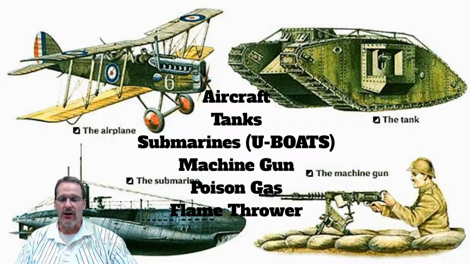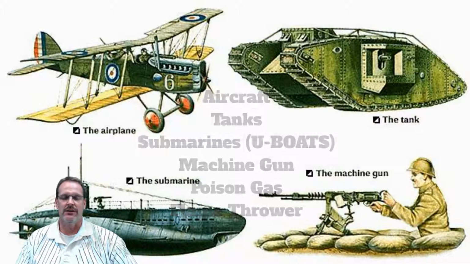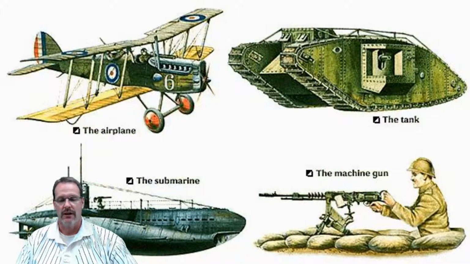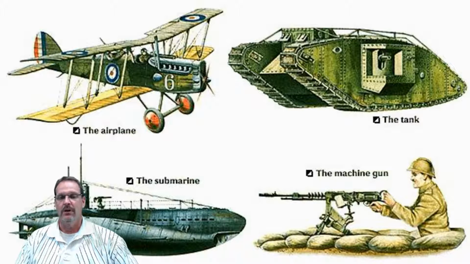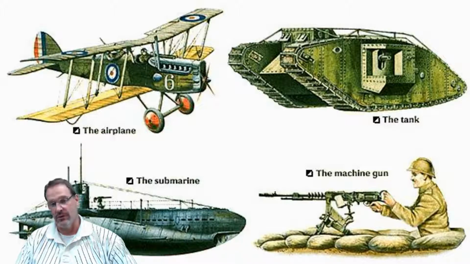One of the things that's also not in here, which really isn't an innovation, is artillery. Artillery had been around for a long time, but more soldiers were killed by artillery than by submarines, airplanes, tanks, or machine guns. We'd think that machine guns would be number one. It was definitely up there.